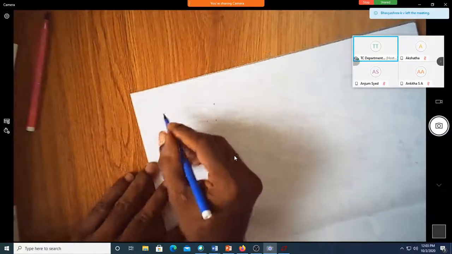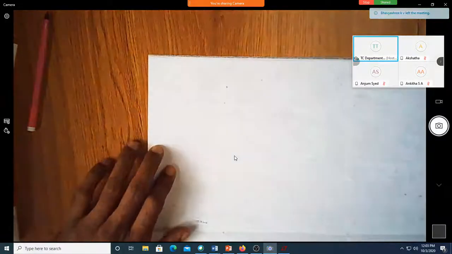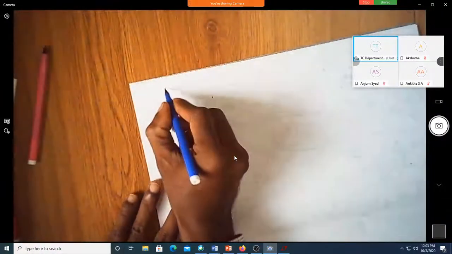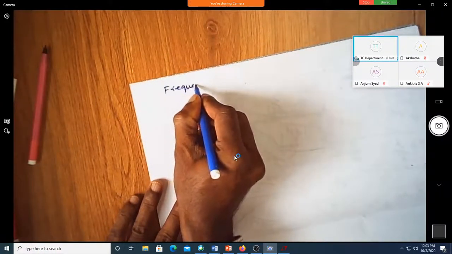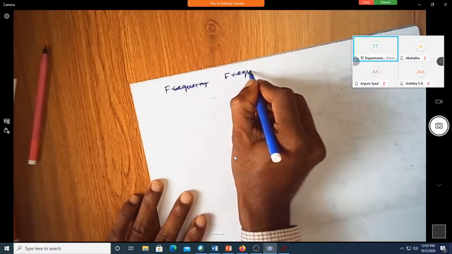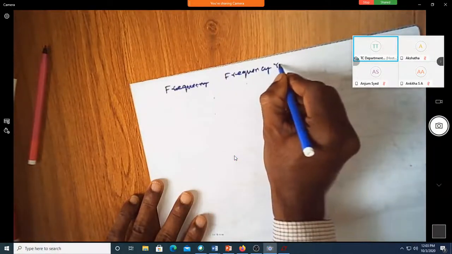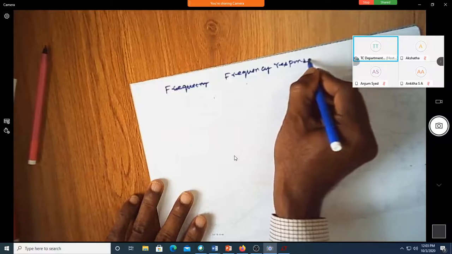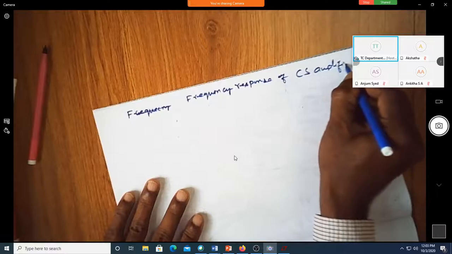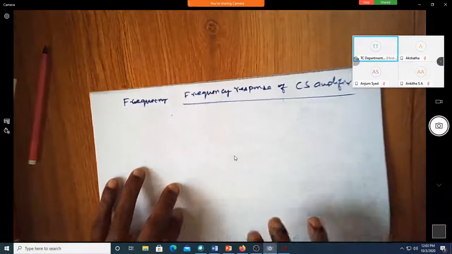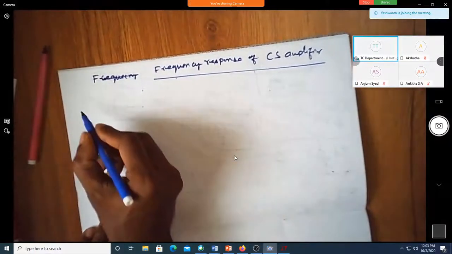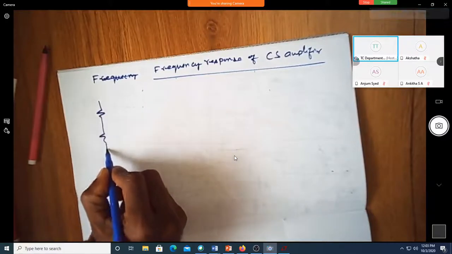So we are looking at the frequency response of the CS amplifier. We want to look at how the amplifier responds for different frequencies. That's exactly the frequency response. Let us first start by writing the amplifier circuit.